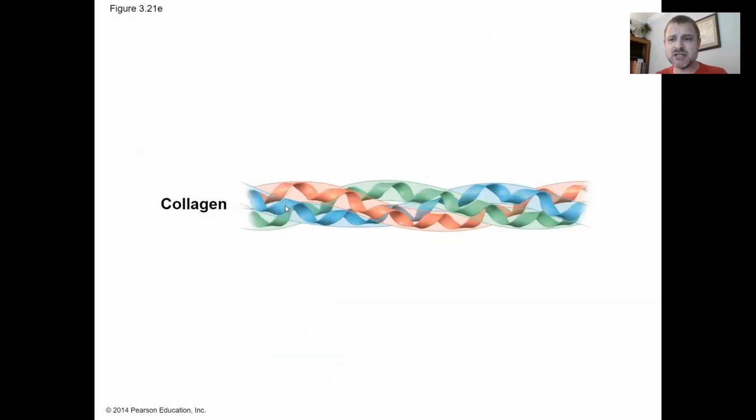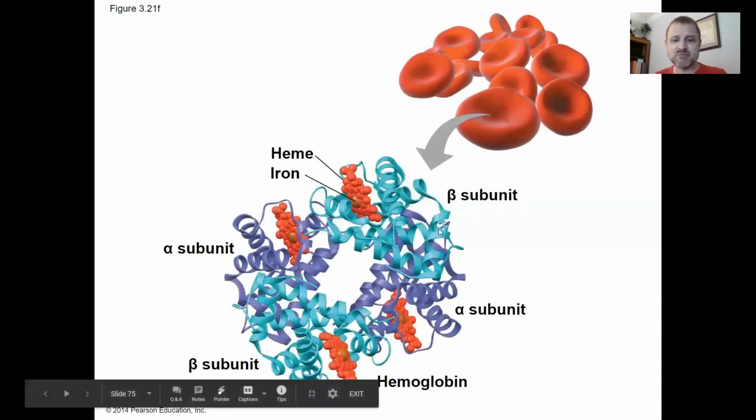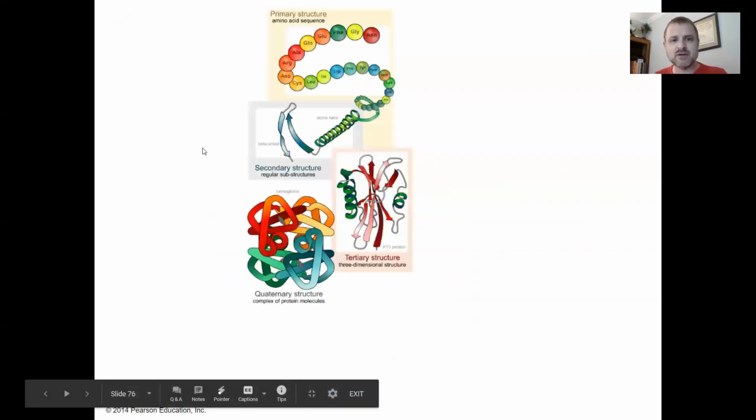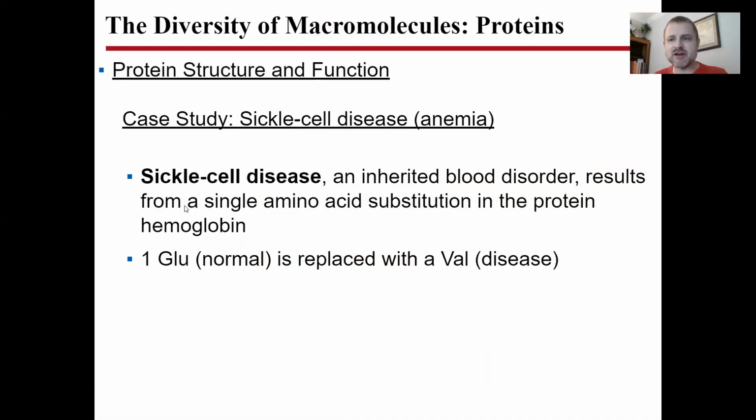This is showing collagen, which is in your hair, your skin, and you can see it's in this picture, you can see 3 different subunits. Hemoglobin, there's 2 alpha subunits, 2 beta subunits. This just reviews primary, secondary, tertiary, quaternary. Sickle cell, we've already discussed this. Sickle cell is 1 amino acid mutation of glutamine, got replaced with a valine.